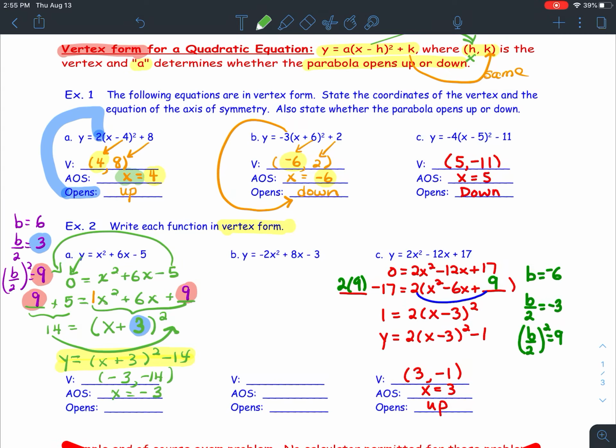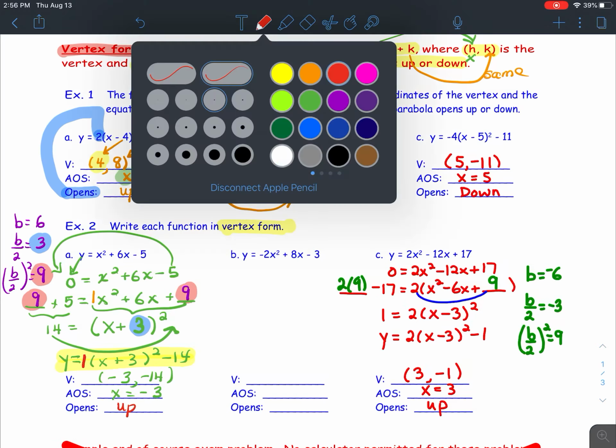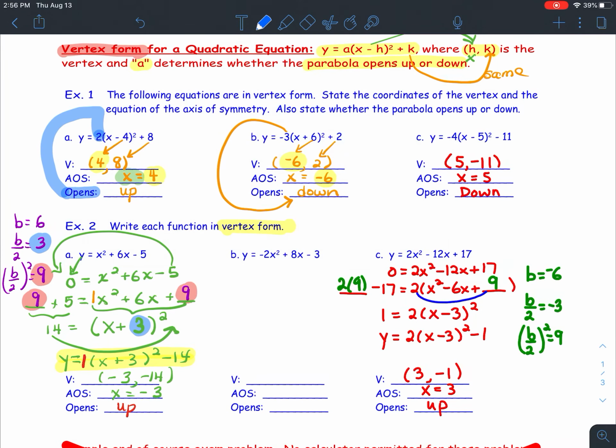And now that it's in vertex form, we should be able to look at the equation and do the same thing we did up above here. Pull out the coordinates of the vertex. That would be -3, -14. The equation for the axis of symmetry should be the same number as that x coordinate, x equals -3. And then I look for, what is the a value? Well, the a value would be this number out here in front of the parentheses. That's what the a is. It's a positive one. So I'm going to say this opens up.